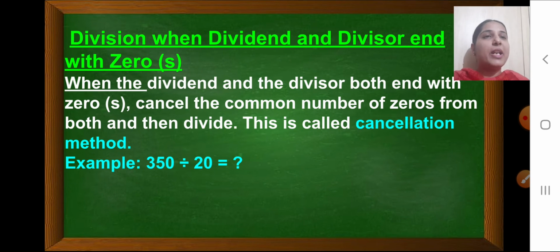division when the dividend and divisor end with zeros. So how can we divide when the dividend and divisor both end with zeros? When the dividend and the divisor both end with zeros, cancel the common number of zeros from both and then divide. This is called the cancellation method. Now using this cancellation method, how can we divide? Let's see one example, like 350 divided by 20. We can do that very easily with the help of the cancellation method.